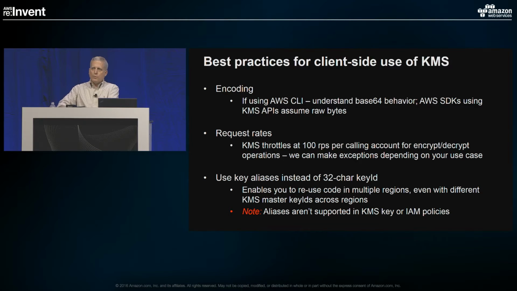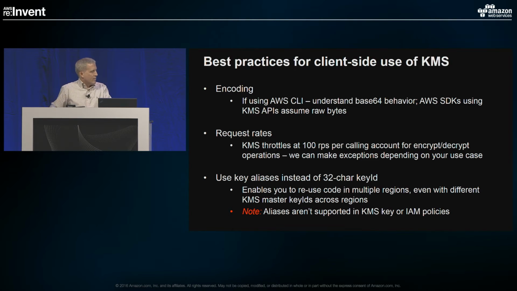So a couple of the things that are useful when you're doing client-side development. We have a lot of customers that use the CLI. In the world of crypto, we deal with raw bytes. The CLI often deals with base64 encoding, so be aware of what encoding changes are happening. On the request rate side, by default, we throttle the data plane operations, the encrypts, decrypts, at 100 requests per second. Now, we're in the process of trying to raise this default, and we can selectively raise this for you on an account-by-account basis. Reach out to us via the support ticket and create a limit increase request, and we'll get in touch with you to understand your use case.